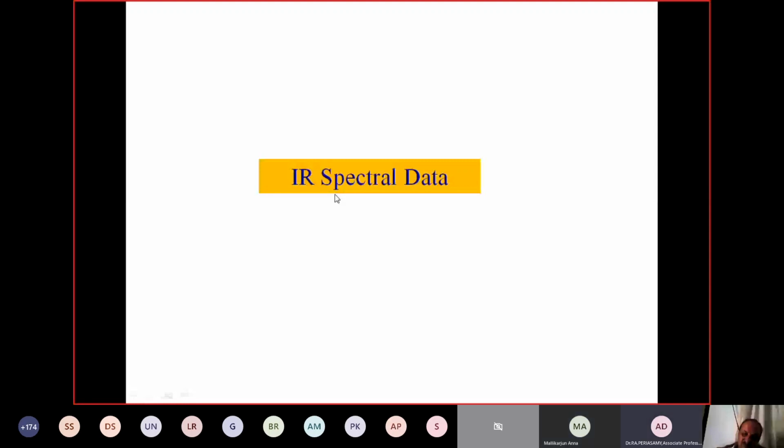Sir, IR spectrum is not visible. Yes. Then maybe the internet may be slow. It's visible now. IR spectra data is the slide. The slide is only there, sir.